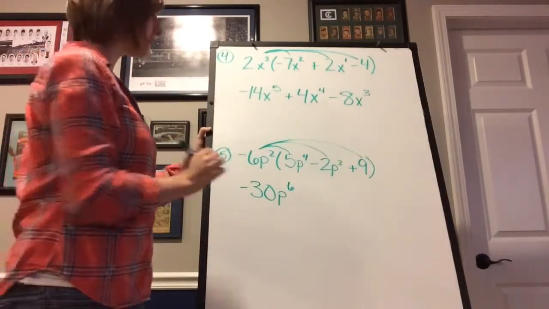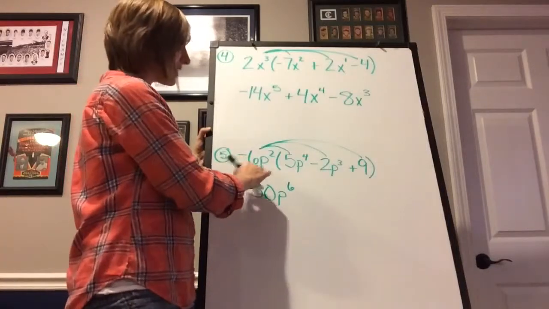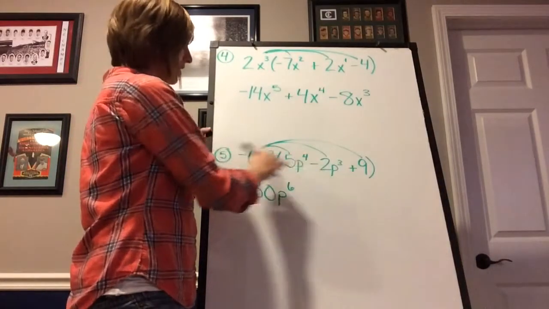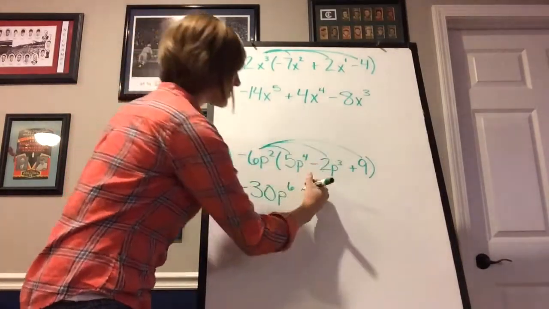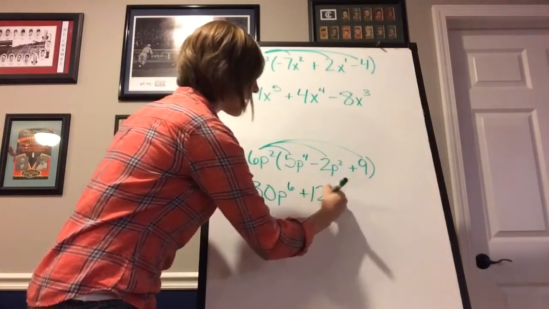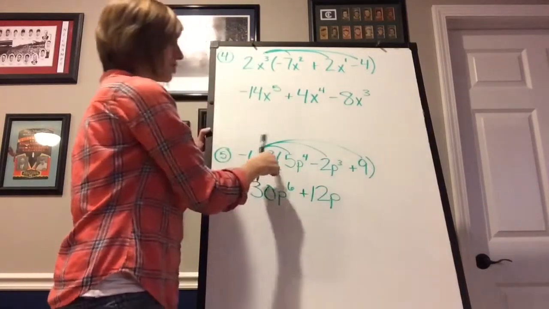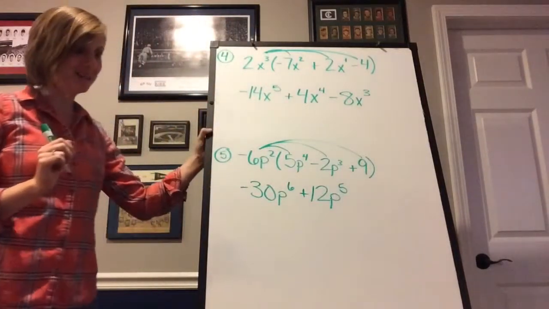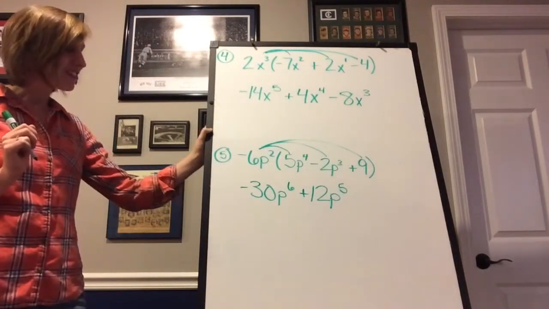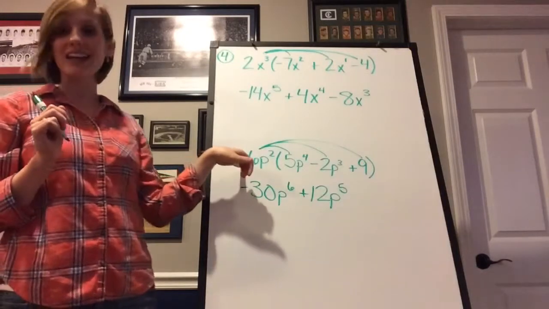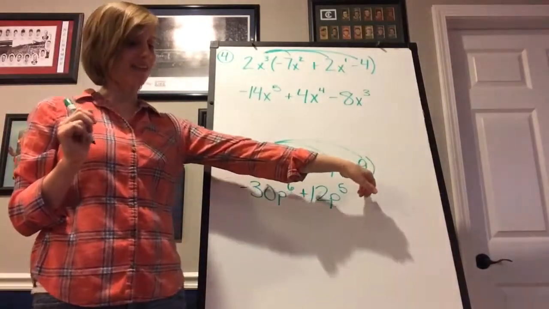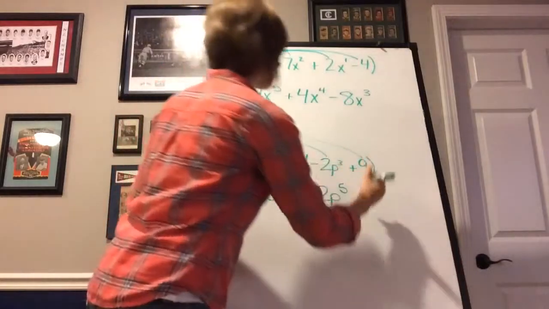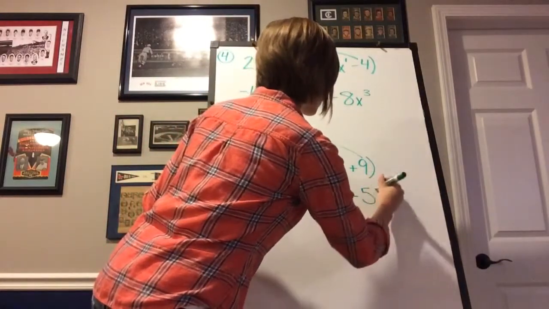After that, we are going to multiply negative 6 times negative 2. So negative times negative is a positive 12. P to the 2 plus 3 is 5. Again, add the exponents. All right, after that, we are going to multiply negative 6 times the positive 9. So negative 6 times 9 is negative 54.